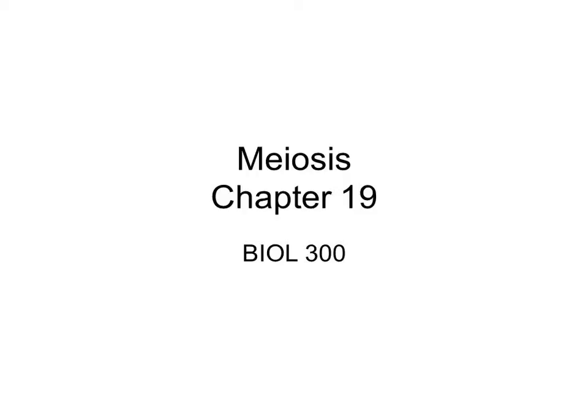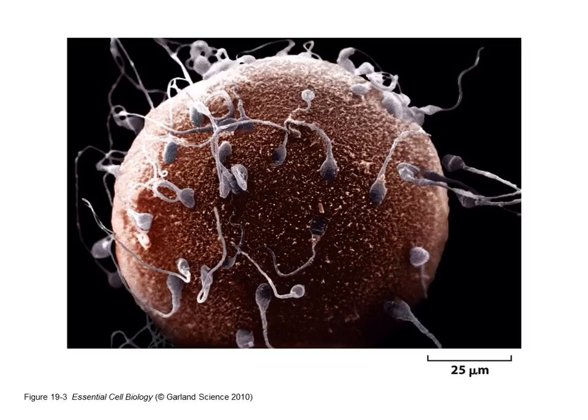In this lecture, we're going to talk about another type of division called meiosis. Most animals undergo a specialized division called meiosis to produce gametes, sperm or egg, to allow for sexual reproduction. This is a picture of a sea urchin egg with tons of different sperm ultimately trying to bind to the egg and enter so that fertilization can occur.